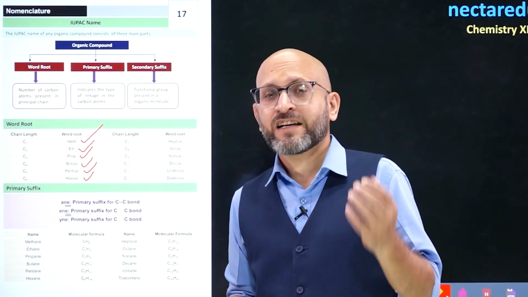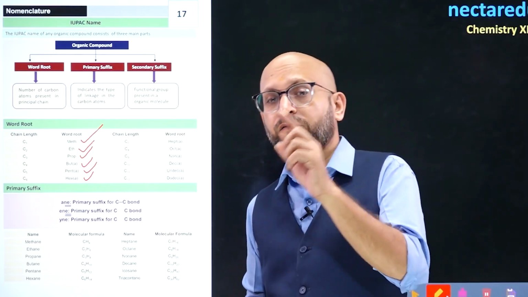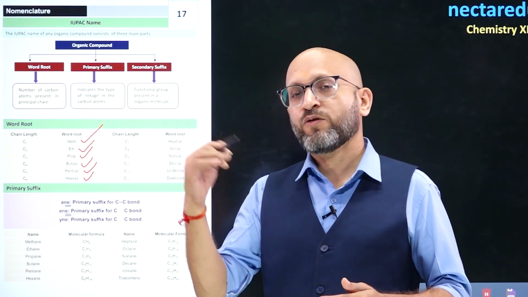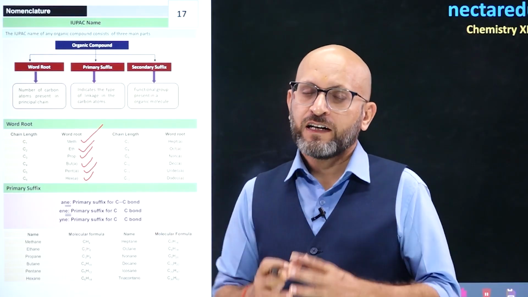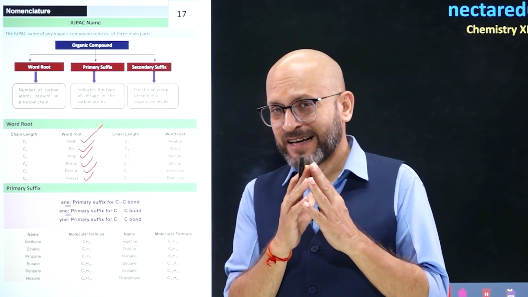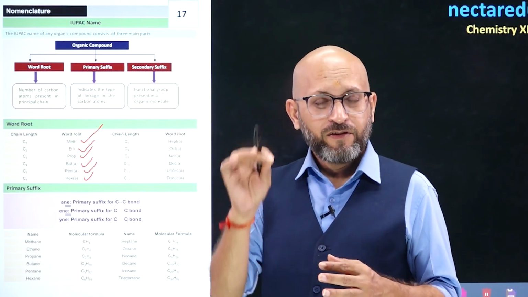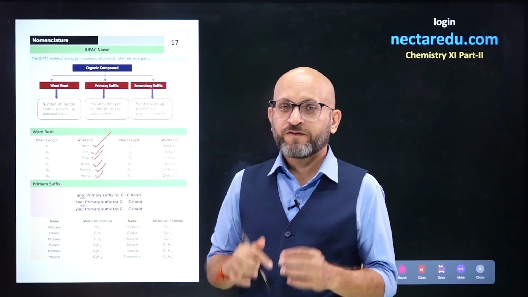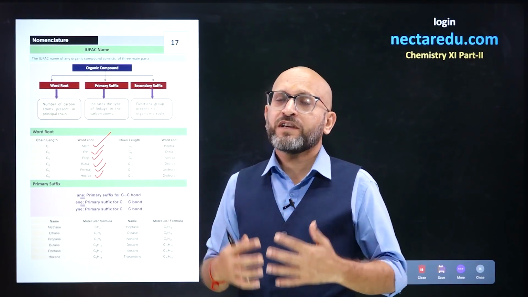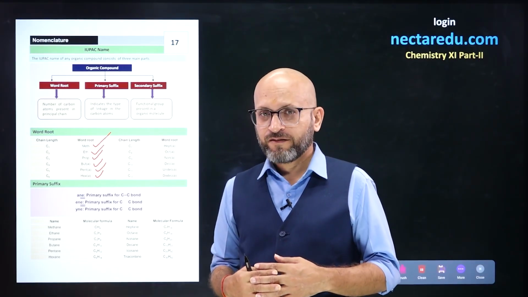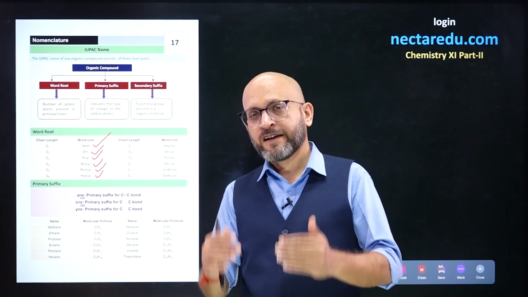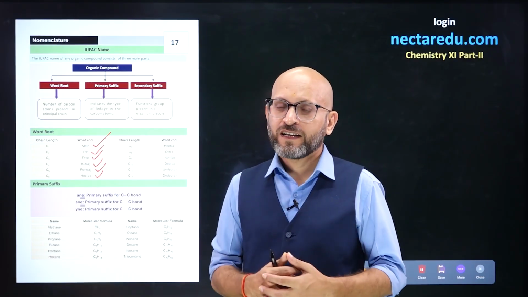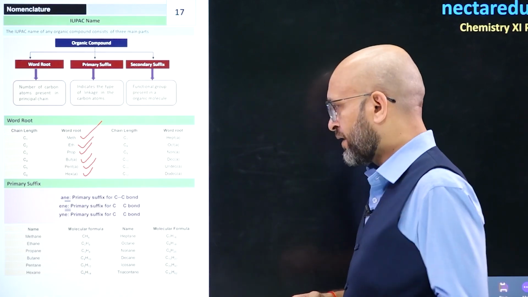Then comes the secondary suffix. Secondary suffixes are obtained from the functional group. For example, if we have the functional group OH, the suffix is ol. If we have the functional group COOH, carboxylic acid, we will have the suffix oic acid. If we have CHO, the suffix is al. So the suffix depends on which type of functional group we have. Alright. So if we just know these points, it will be easier for us to name the organic compound. Alright. So that is what we need to understand.